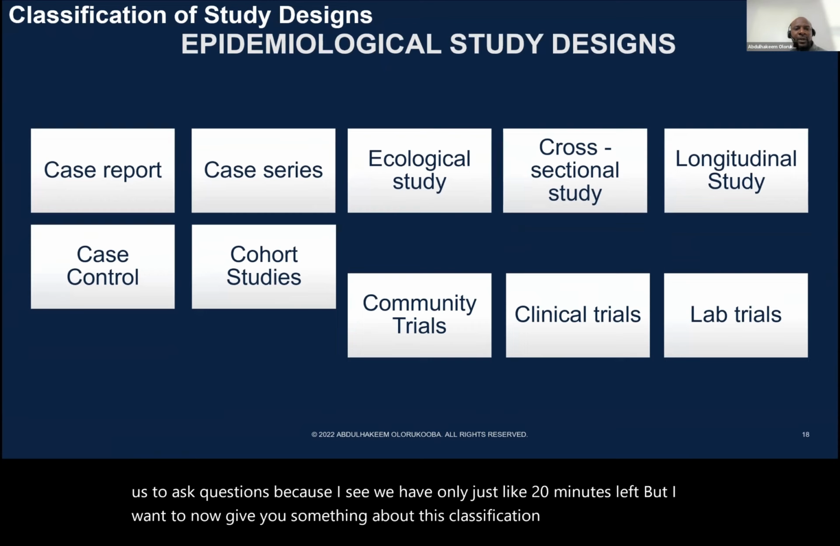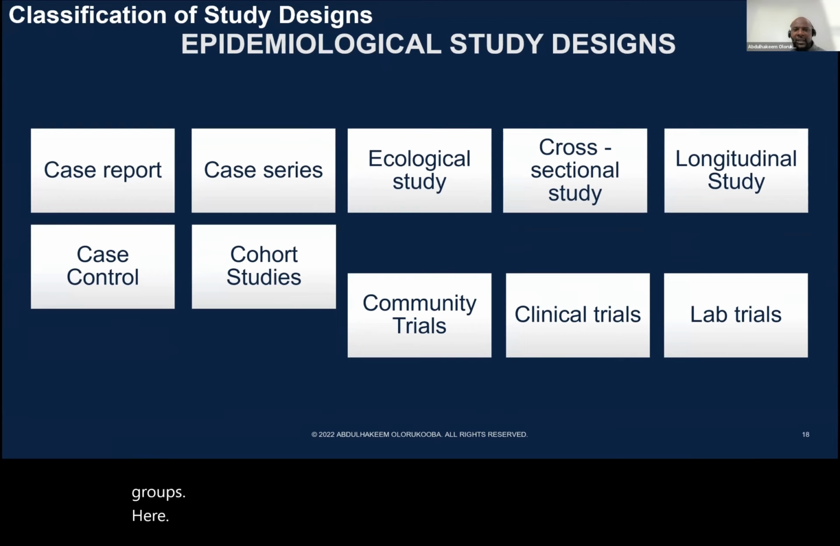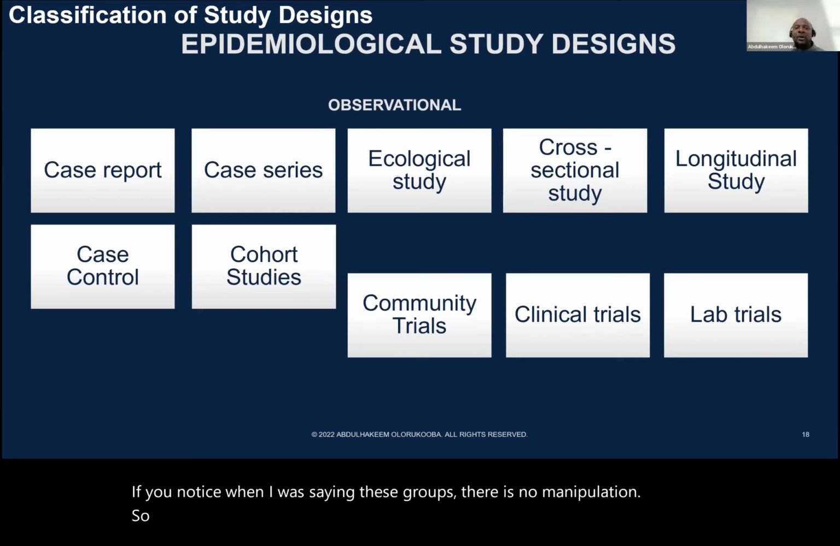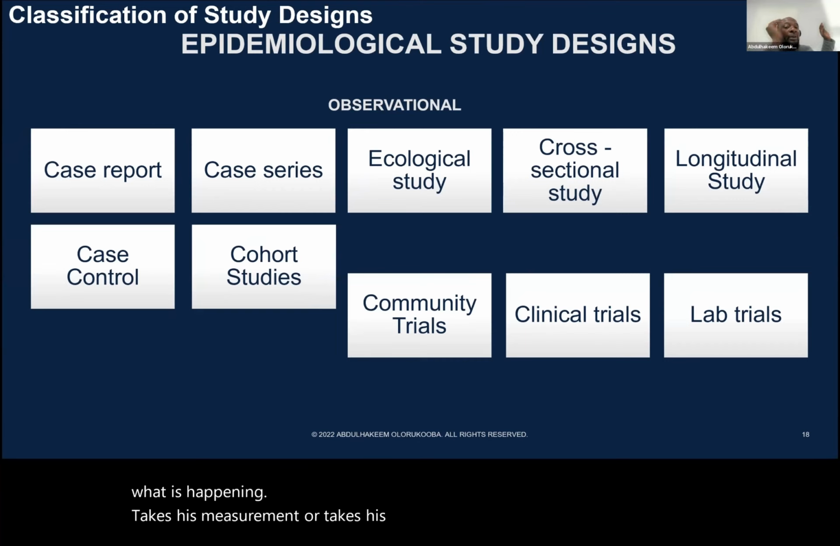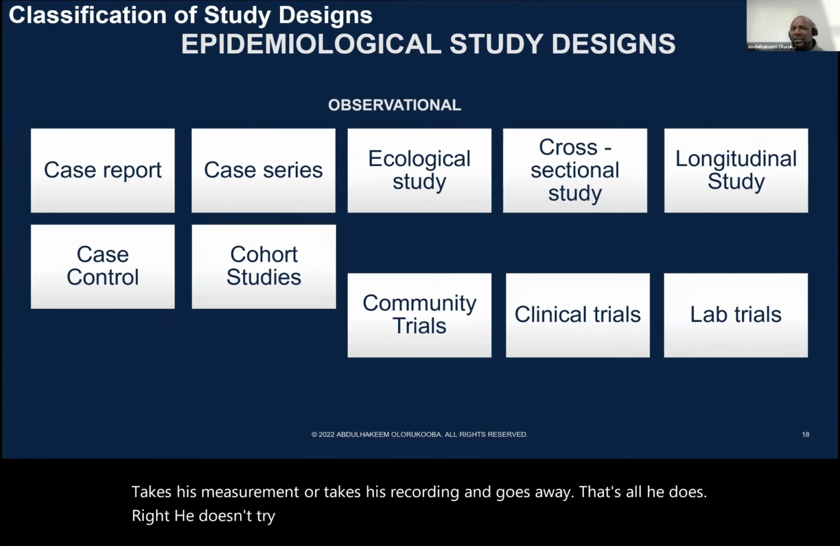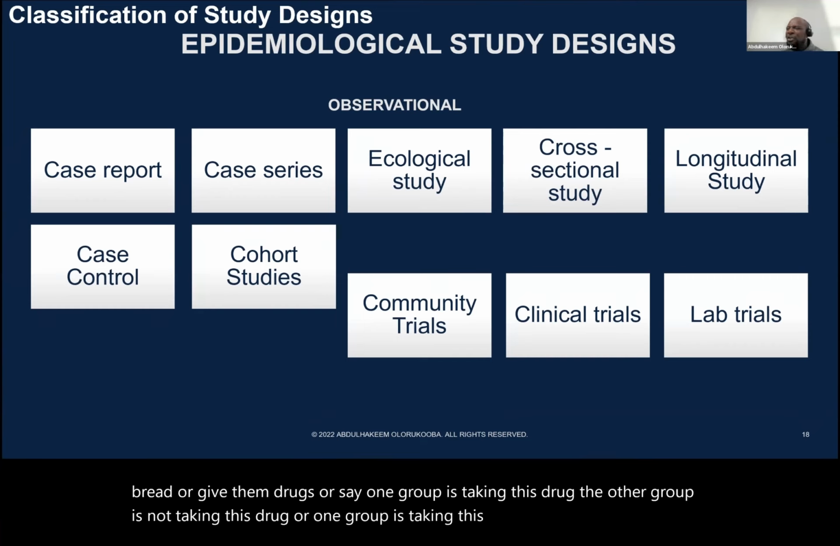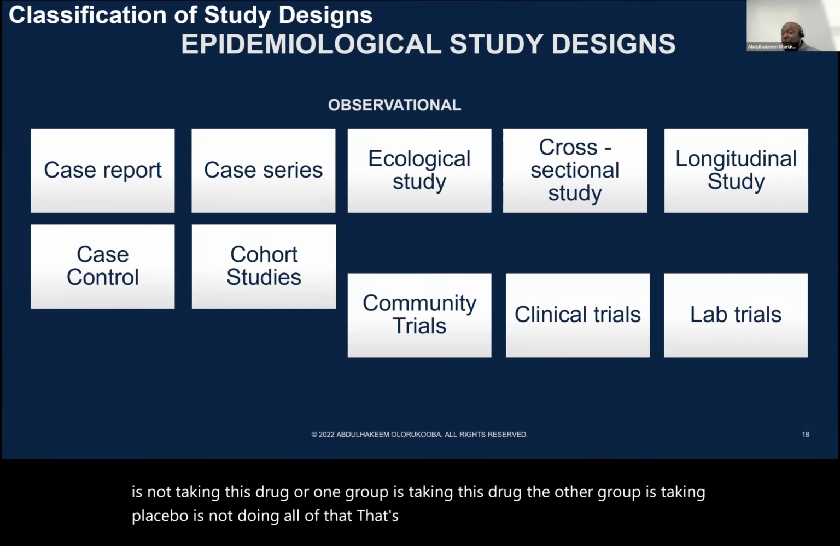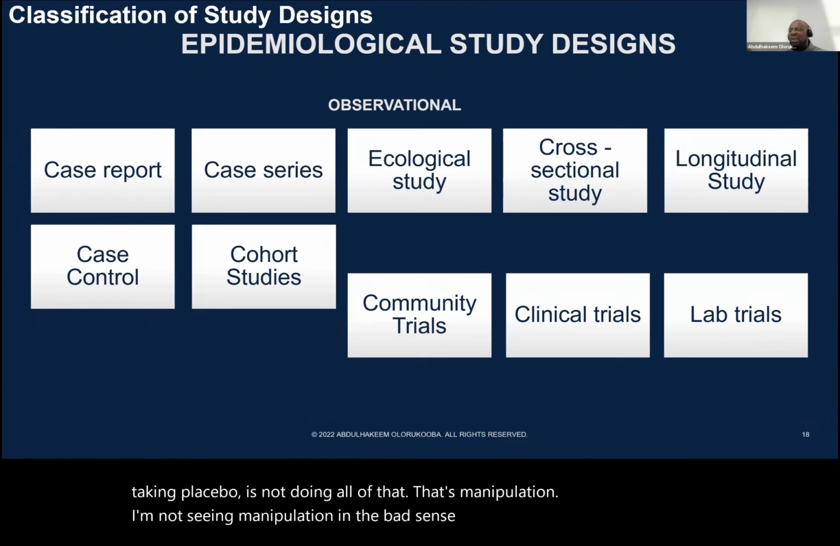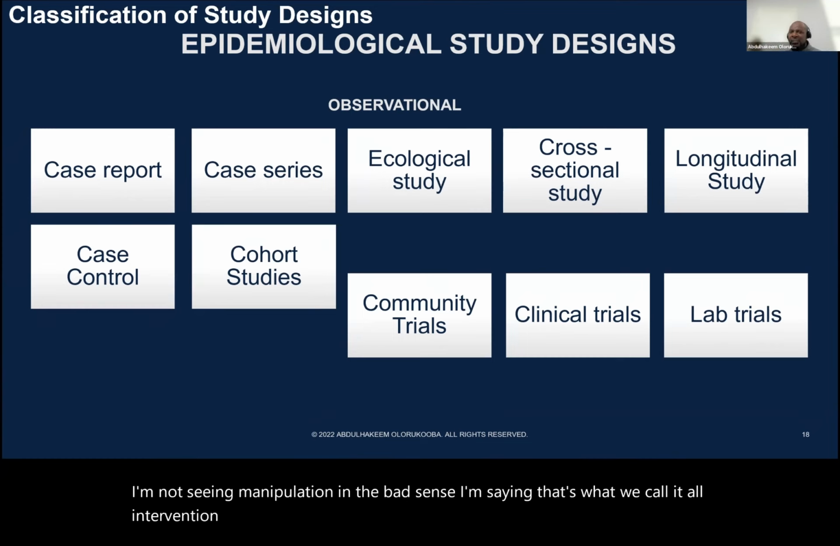So you see these groups here. If you notice, when I was describing these groups, there's no manipulation. So they are called observational studies. The researcher only goes to look at what is happening, takes his measurement or takes his recording, and goes away. That's all he does, right? He doesn't try to change the outcome of events, doesn't try to give them bread or drugs, or say one group is taking this drug and the other group is not, or one group is taking this drug and the other group is taking a placebo. He's not doing all of that. That's manipulation. I'm not saying manipulation in the bad sense. That's what we call it, or intervention, right? Doing some kind of intervention.